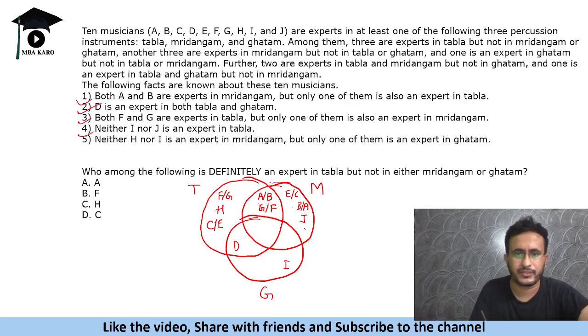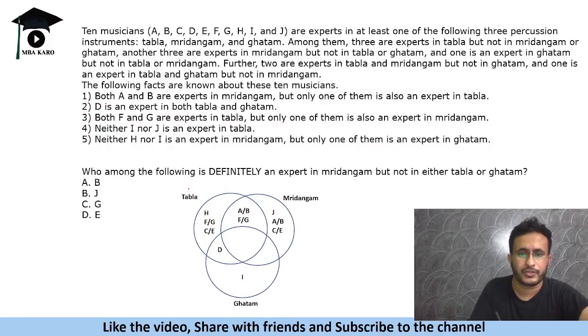Now we will look at the questions and answer them. Who among the following is definitely an expert in tabla but not in either mridangam or ghatam? So we have to find an expert in tabla which is certain. If we see this, it is H. H is definitely an expert in tabla. I've presented this Venn diagram here as well. Who among the following is definitely an expert in mridangam but not in either tabla or ghatam? For mridangam, we can definitely say that J is an expert here. The rest of them we cannot determine.